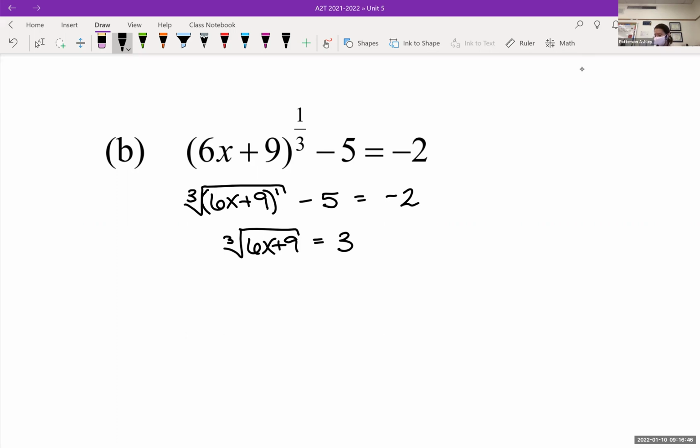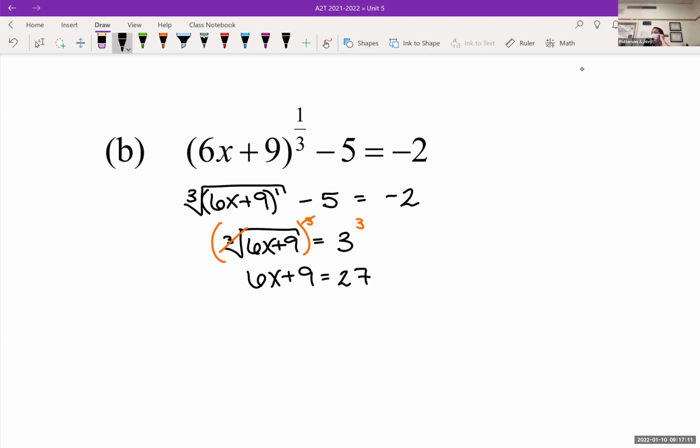Yeah, let's cube both sides. Nice job. I'm going to go ahead and raise both sides to the third power. That way our cube root and our cube will cancel each other out, leaving us with 6x plus 9 equal to what? What's 3 cubed? 27. Well done, everyone.